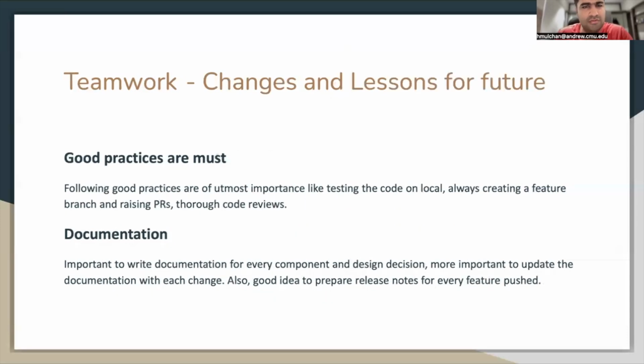Challenges and lessons for the future. Good practices are a must: code reviews, PR reviews, raising PRs, creating feature branches. These are a must. And also, it's important to document every component and every design choice in the future.